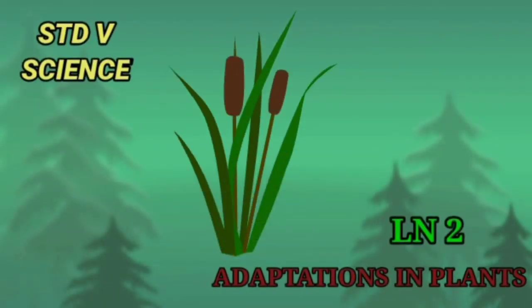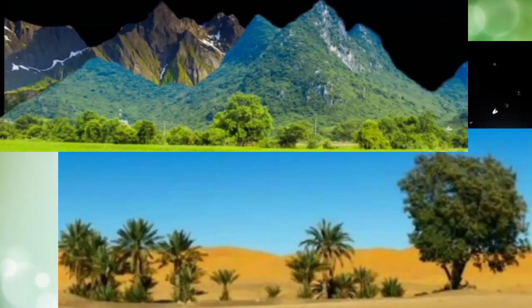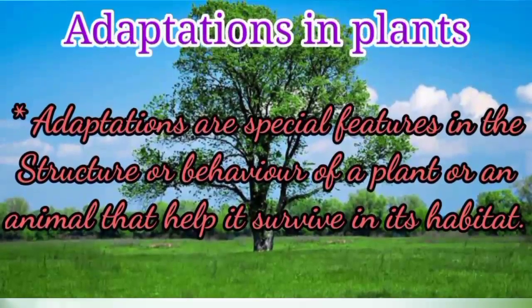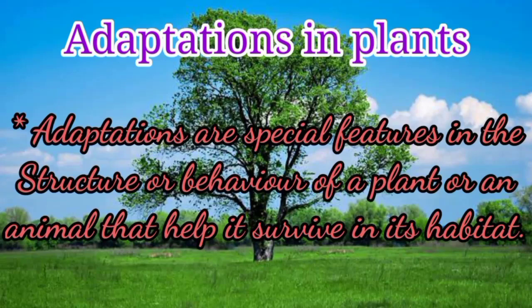This is science class. Dear children, what did we learn in the previous class? Yes, we learned about the adaptation of plants in deserts and hilly regions, right? Yes. Let me ask some questions. What are adaptations? Adaptations are special features in the structure or behavior of a plant or an animal that help it survive in its habitat.